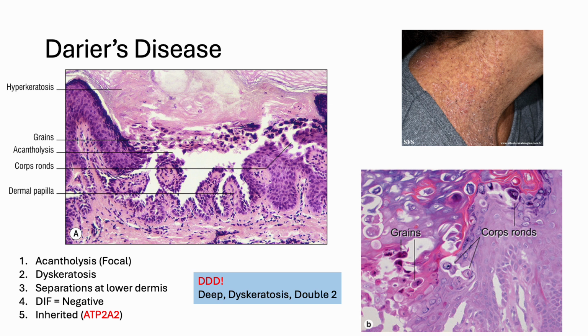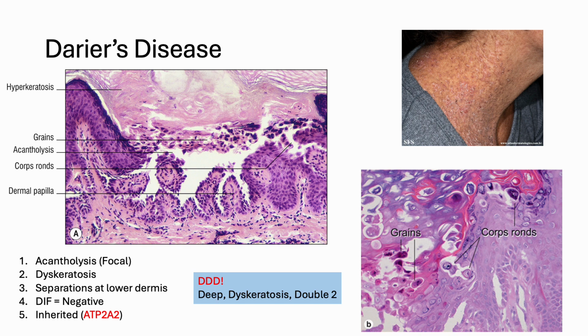And why does this happen? The reason is that there is a dysfunction in the molecule called ATP2A2, which is inherited. That is one of the molecules that regulates the function of the desmosome. When there is a dysfunction in the desmosome, that is when we have the separation. So pemphigus vulgaris is because of the autoantibody, and this is an inherited disorder, so Darier disease.